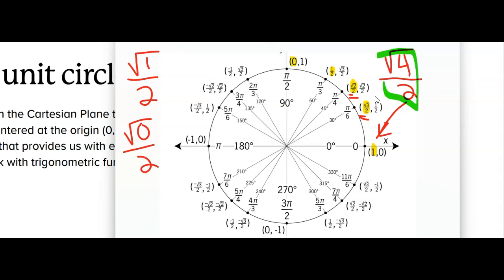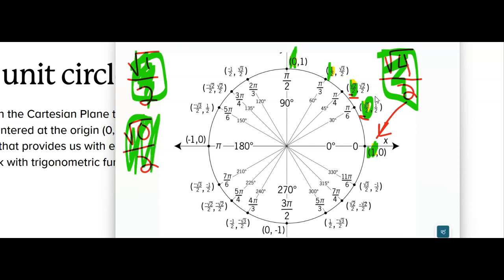The square root of 4 over 2 is 1. Square root of 3 over 2. Square root of 2 over 2. The square root of 1 over 2 is a half. The square root of 0 over 2 is 0. And that literally is all of those x-coordinates everywhere around the unit circle, other than the sign.